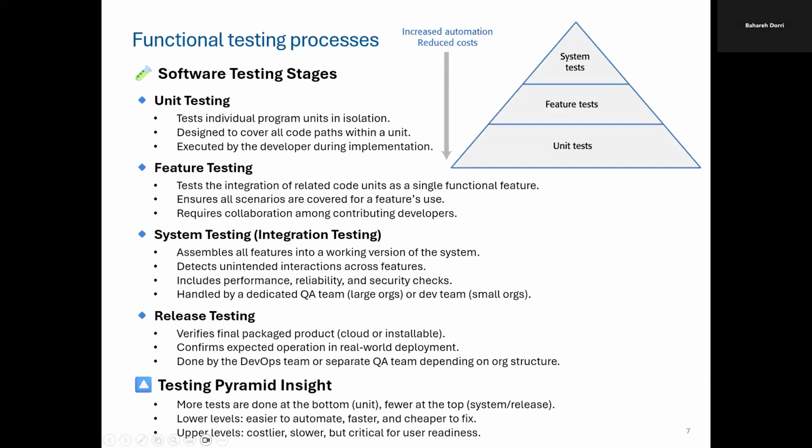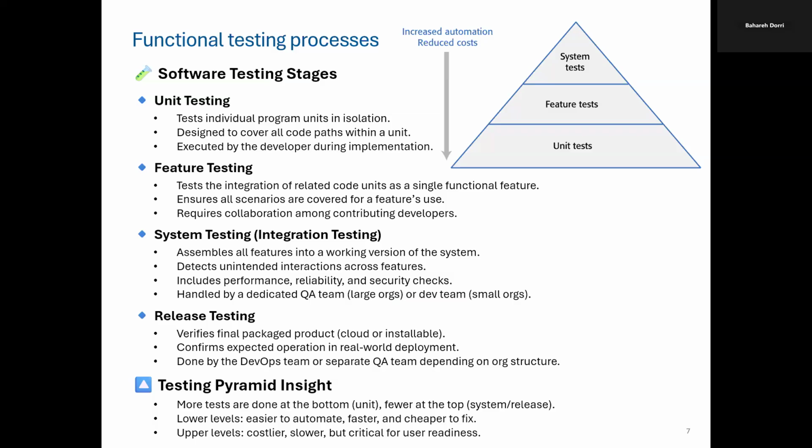Let's talk about this testing pyramid and why it's shaped like, well, a pyramid. At the base, we have got unit tests. These are quick, focused checks that developers write to test small pieces of code, like a single function or class. They are super fast to run and usually easy to automate, which means they are cheap and reliable. Move up a level and you hit feature tests. Now you're testing how multiple units work together as a feature, say the login flow or a shopping cart.